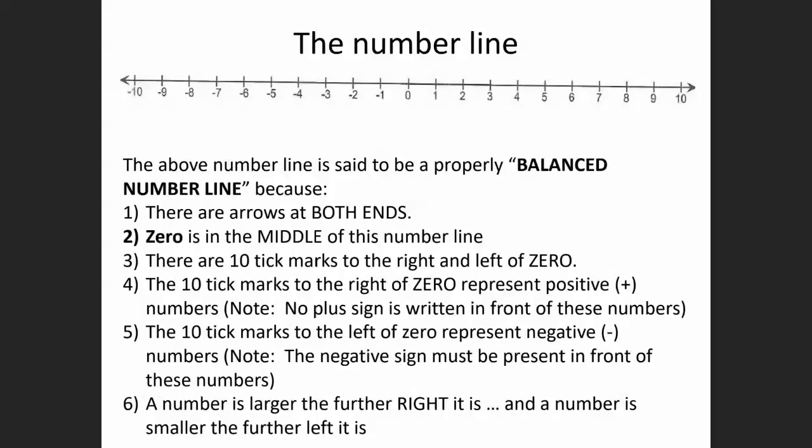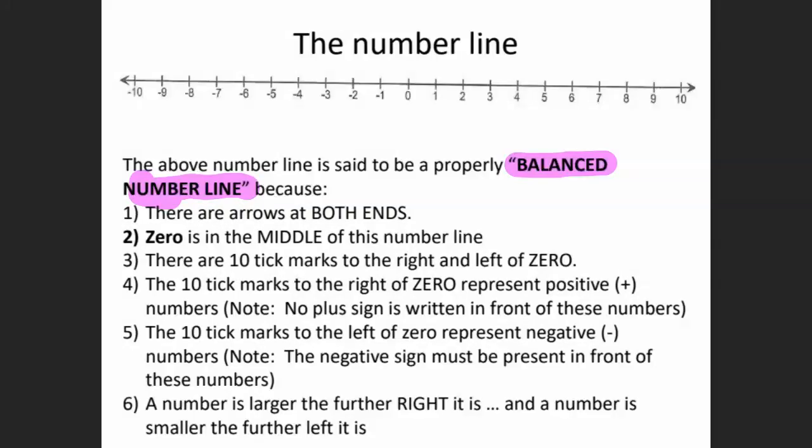Now, a couple of things we need to talk about because you're going to be working with number lines. And some of you may be taking courses after this one, so I need to talk about vocabulary called balanced number line. Now, to have a balanced number line, we've got to have arrows at both ends. That makes it a number line. And we have to have 0 in the middle.